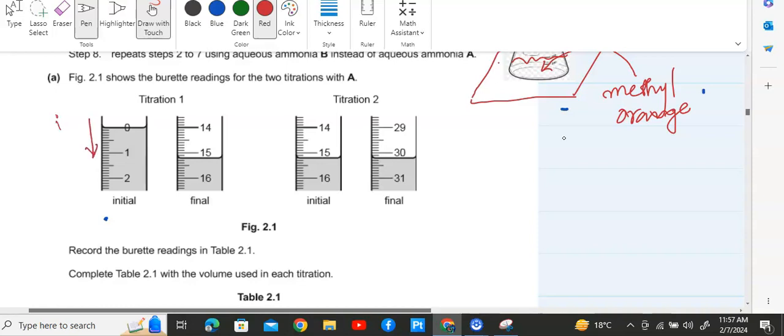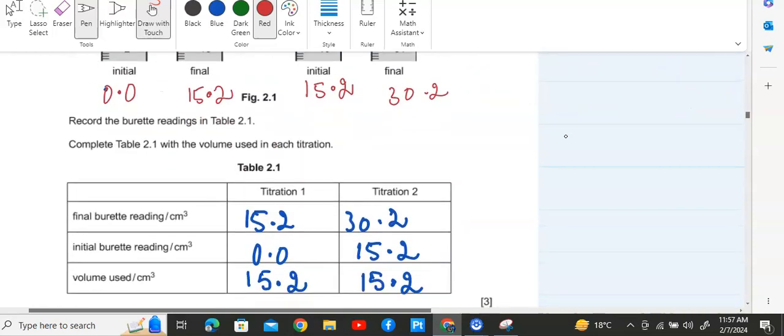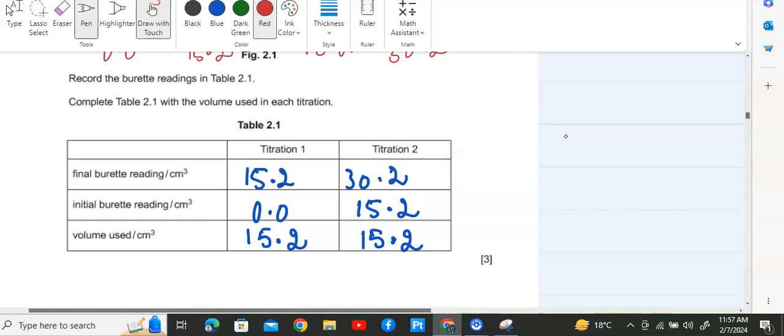You need to read the burette always from top to bottom, because you need to know the volume of liquid emptied into the conical flask, not which is present in the burette. So the initial burette reading is 0.0 and the final burette reading is 15.2 here. Here the initial burette reading is 15.2 and your titration ends at 30.2. So these are the burette readings I have written already in the table.